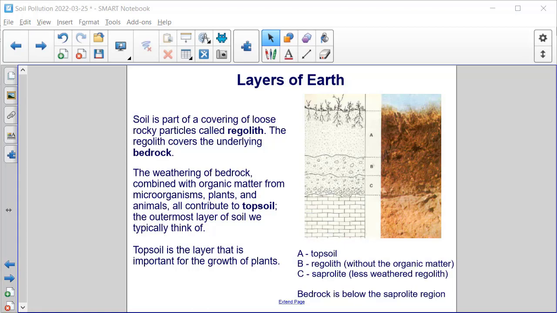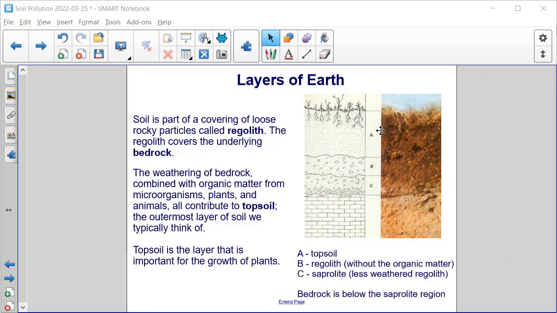Soil is part of a covering of loose rocky particles called regolith. The regolith covers the underlying bedrock. The weathering of bedrock, combined with organic matter from microorganisms, plants, and animals, all contribute to topsoil, the outermost layer of soil we typically think of. Topsoil is the layer that is important for the growth of plants.